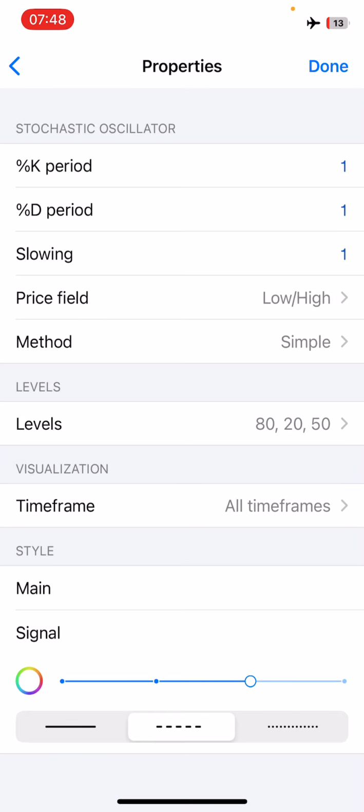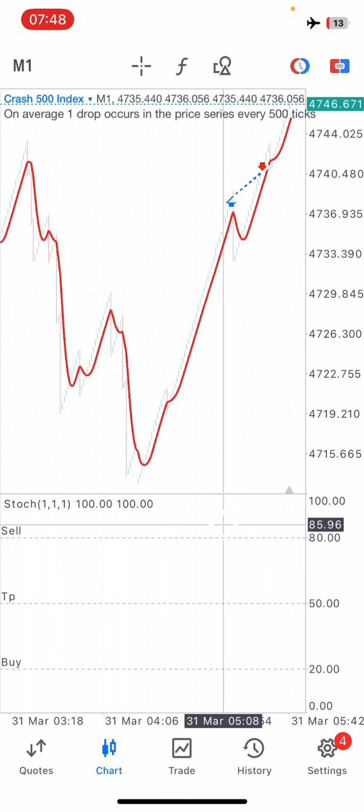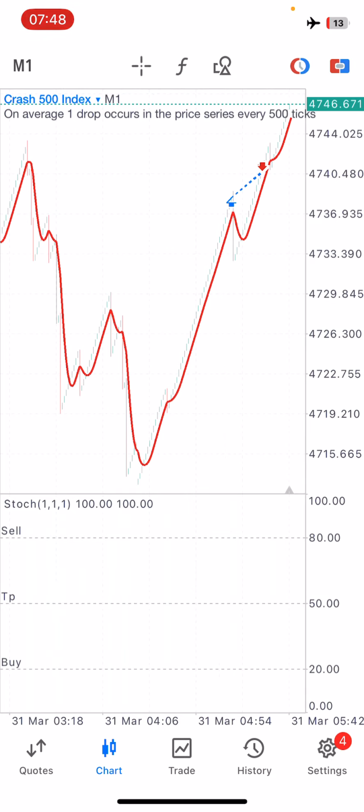Okay, this is what I mean. If I click done, I'll only have the levels that I said, the 20, the 50, and the 80, and nothing else inside. So try and get that right as well.